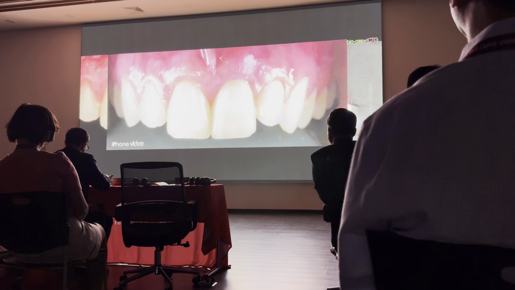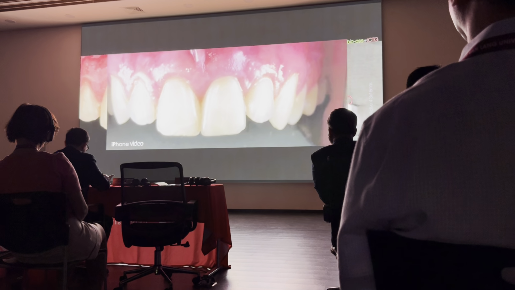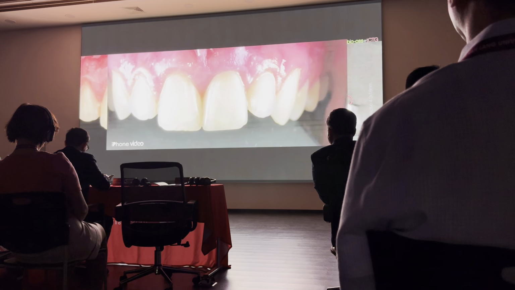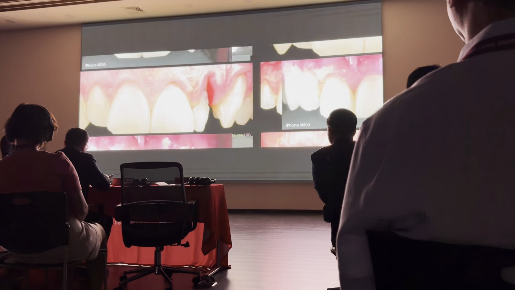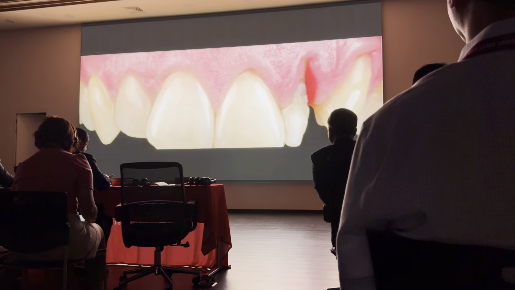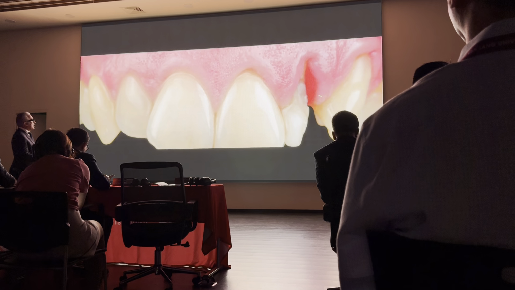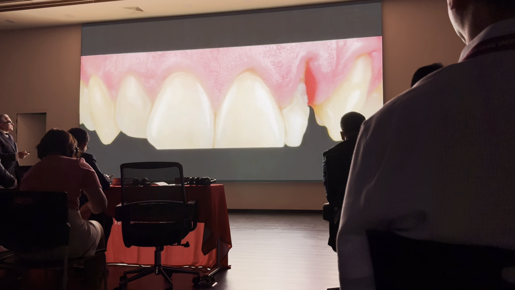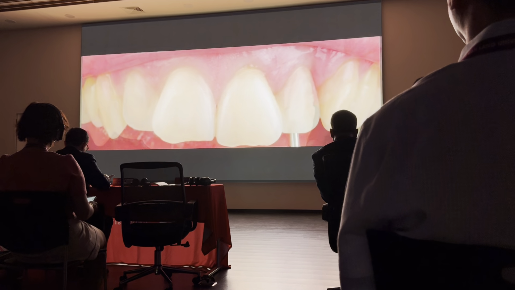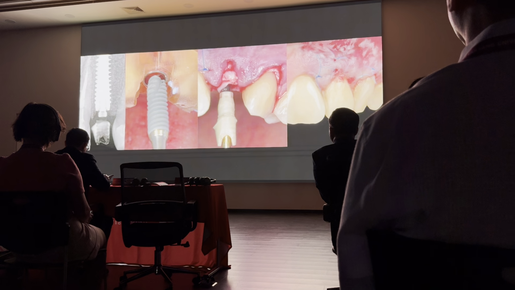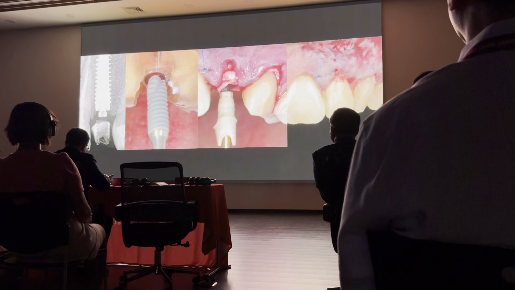With the iPhone video. Okay. We did the internal bleaching, a composite, and we have to manage this. Another one, a recession. Probably you have to bring down the soft tissue to level the soft tissue and the connective tissue on the buccal, the mesial, and on the distal.